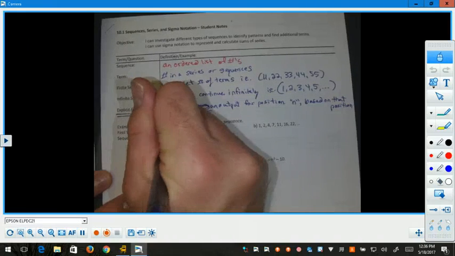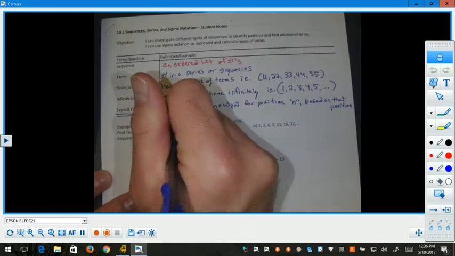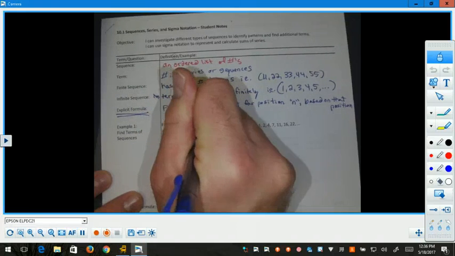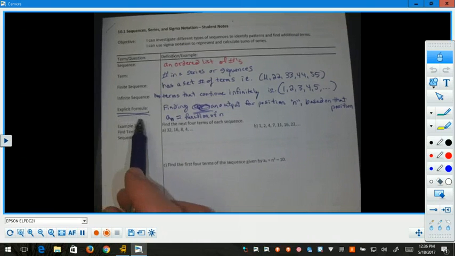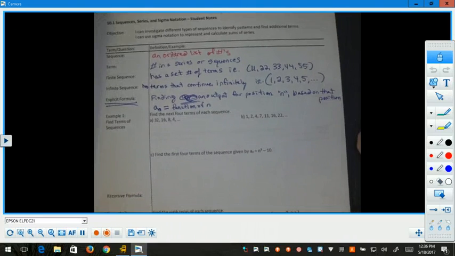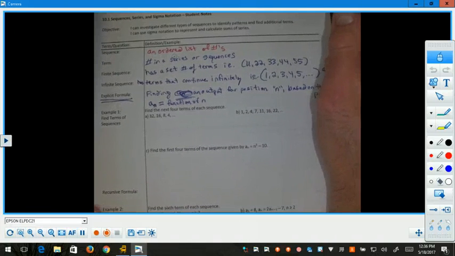So we would say a sub n, that's a subscript, equals some function of n. A sub n would help us calculate the output for the nth term. I wouldn't need to know any other terms other than the explicit formula. I could just use the formula if I knew which term position I wanted. For example, for this one, the explicit formula would be a sub n equals n.